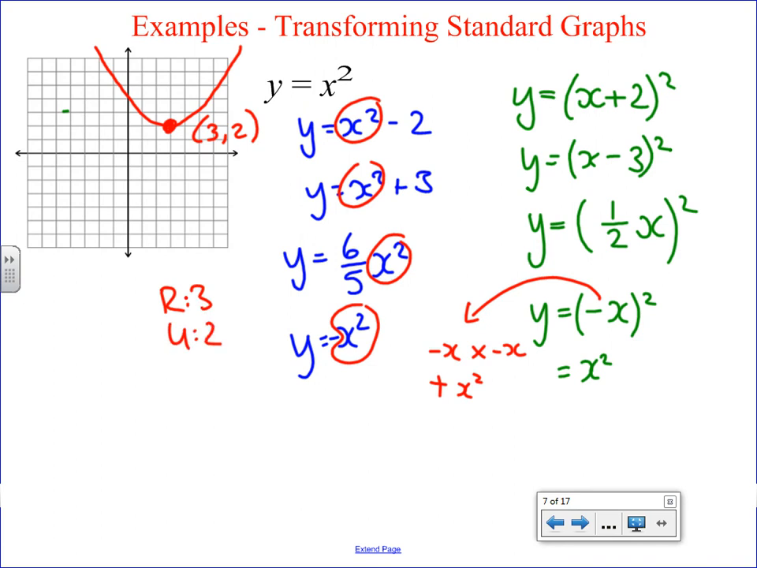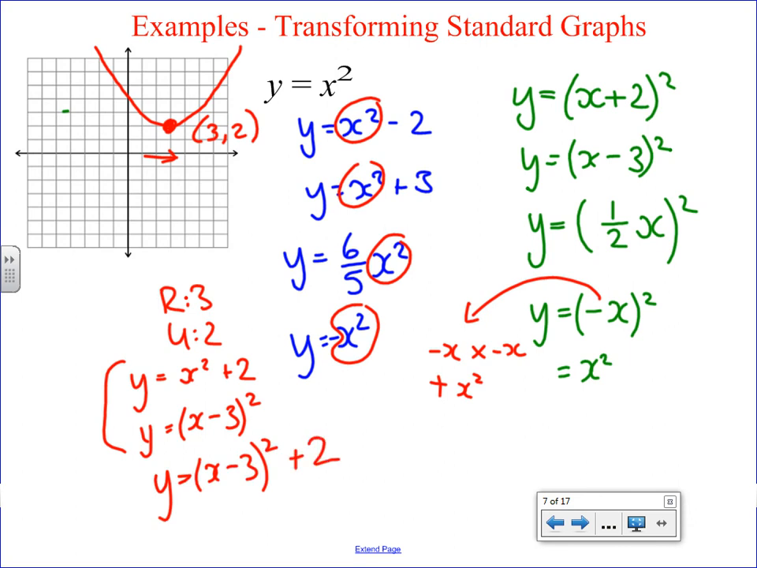Okay, well I can do the up bit really easily, can't I? So if it was just up 2, it would look like x squared plus 2. Yeah, that means up 2, you're right. And if I was just looking at right 3, right is in that direction, isn't it? So actually I want it to be y equals x minus 3 squared. Now can I just put those two things together? So I'd actually end up with y equals x minus 3 squared plus the 2.